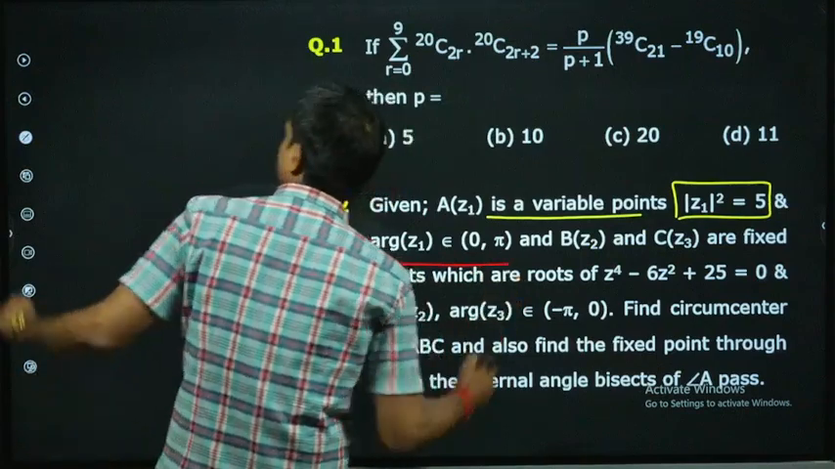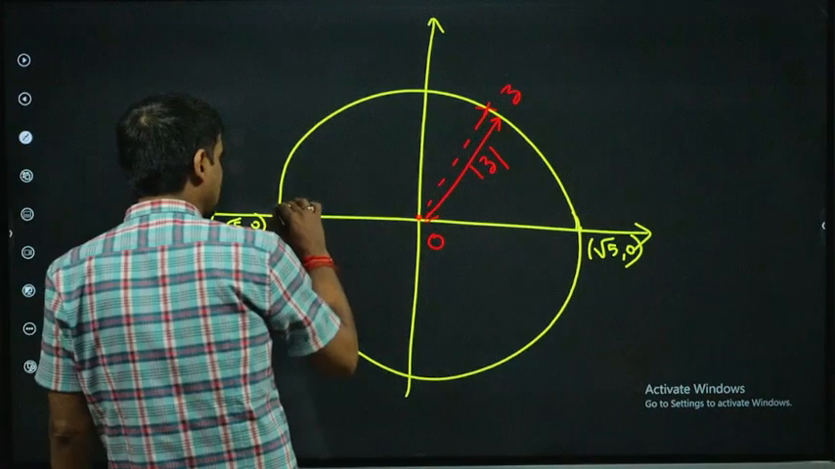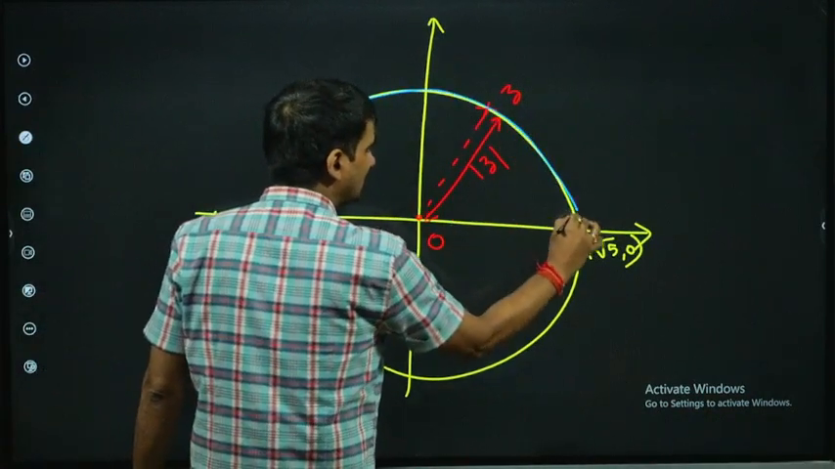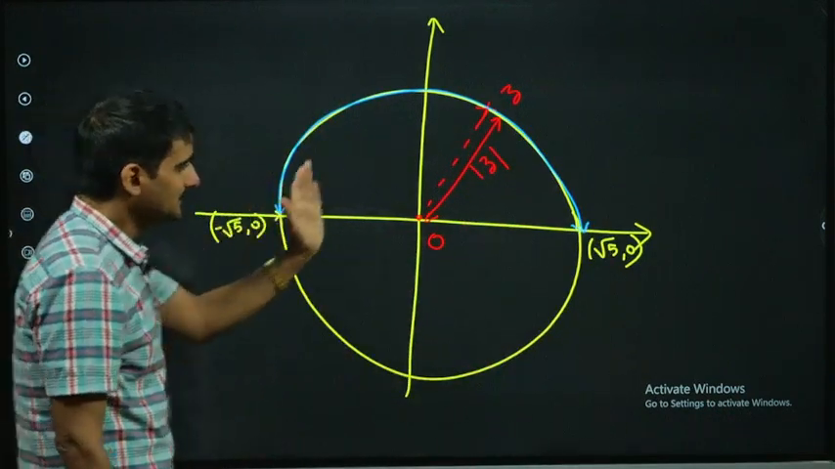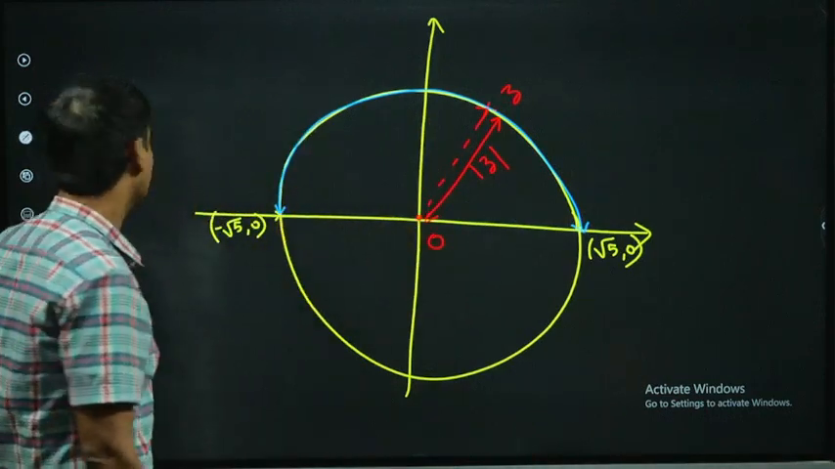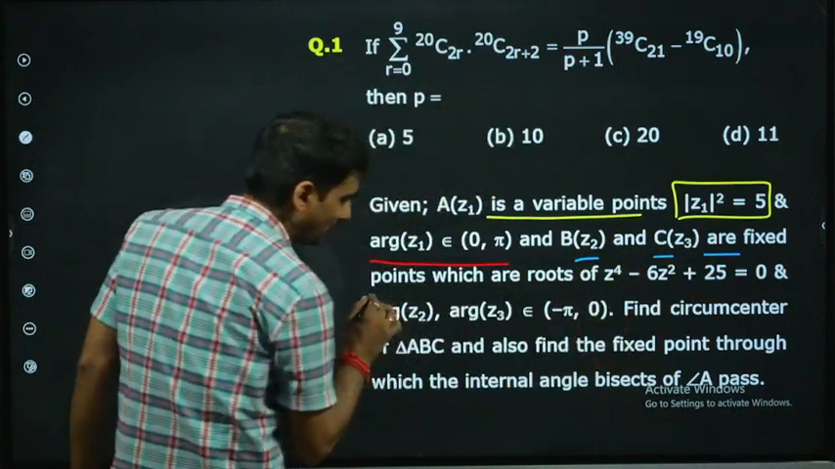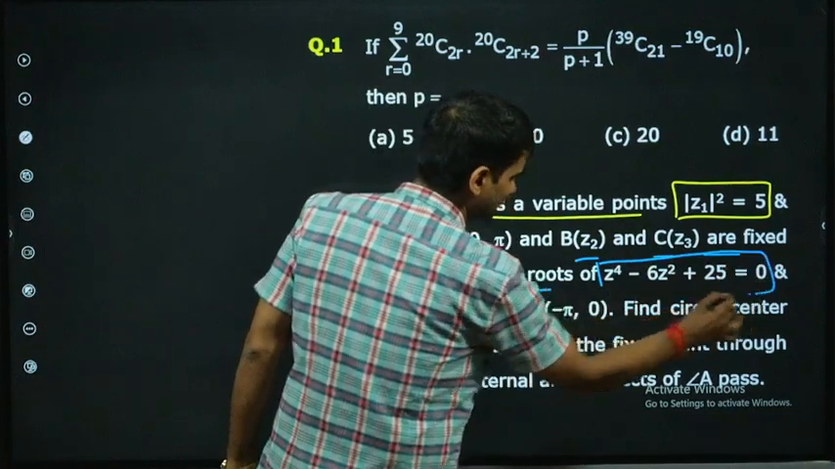Argument of z1 is 0 to pi. Now that's again an information. Argument of z1 between 0 and pi means it has to be on the upper half of the Argand plane. So it will be lying on the upper half only, either in the first quadrant or in the second quadrant. And then z2 and z3 are fixed points which are roots of this equation.